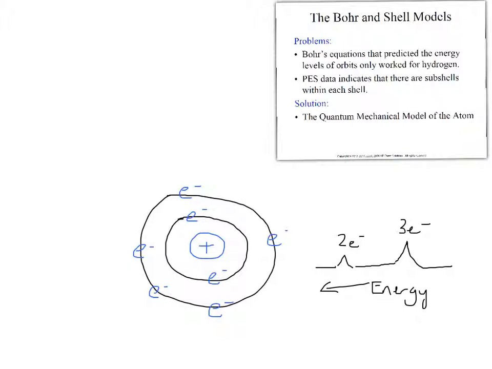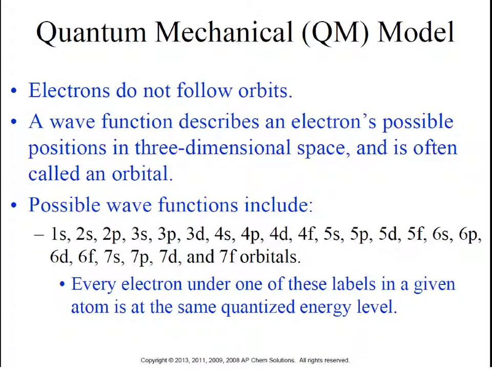So this did baffle scientists for a little bit, but they came up with a new model of the atom called the quantum mechanical model, and that separates electrons into subshells within the shells. So instead of just having one shell around there, there's different shells within that shell to represent the different spaces that electrons can be. Okay, so the quantum mechanical model, which is the more modern one, says that electrons do not follow orbits, so they're not just circling around the nucleus like planets.